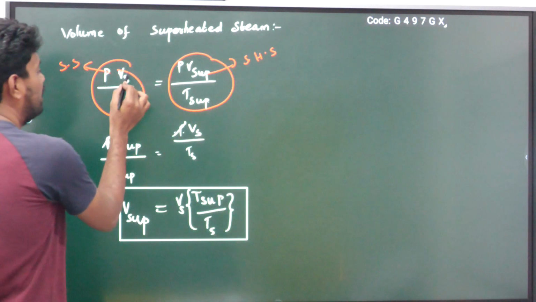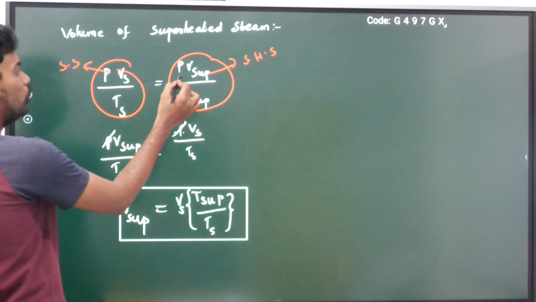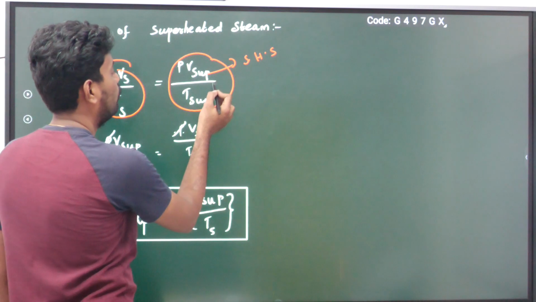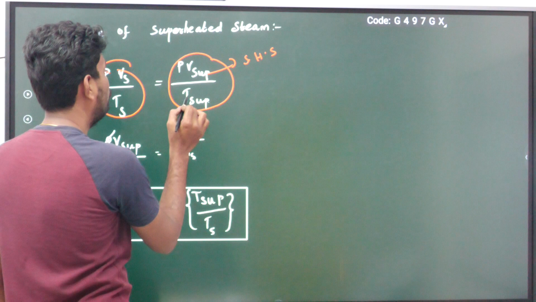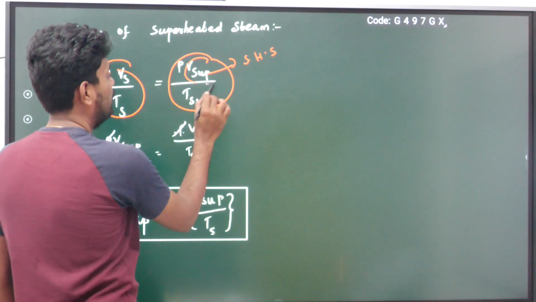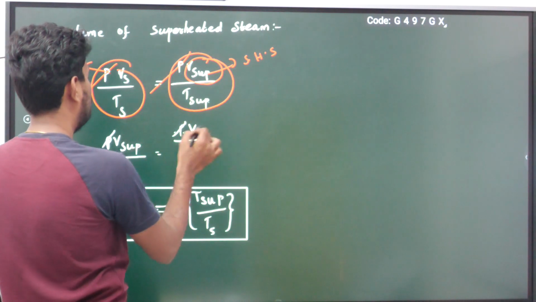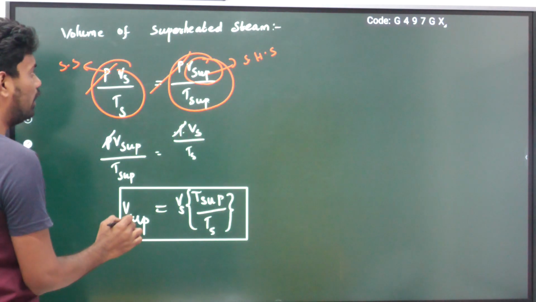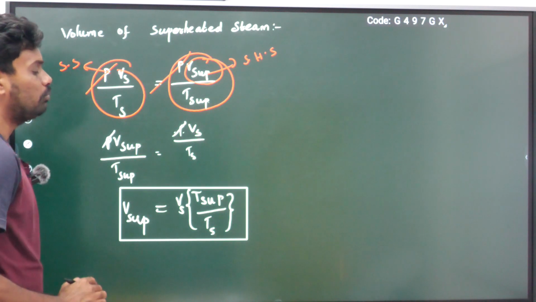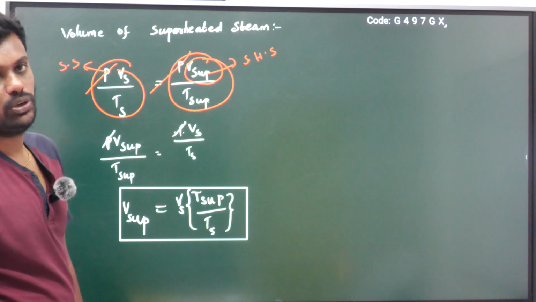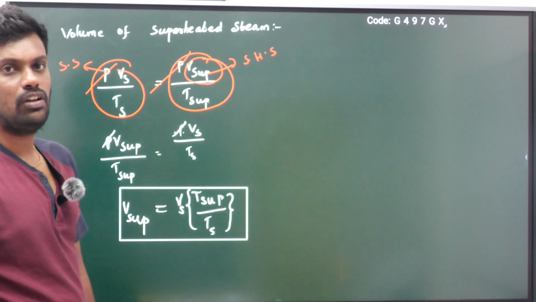So P into specific volume of saturated steam by temperature of saturated steam is equal to P into specific volume of superheated steam by temperature of superheated steam. Now I want to know the value of specific volume of superheated steam. Pressure is constant, so I will remove the pressure on both sides. The final formula is: specific volume for superheated steam is equal to Vs into T superheated by T saturation. So these are the terms in the properties of pure substance.